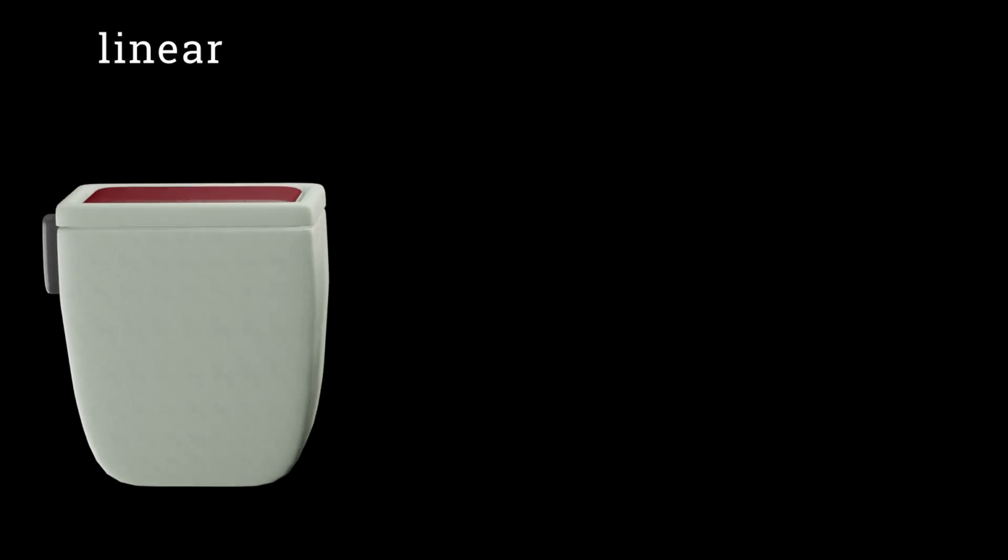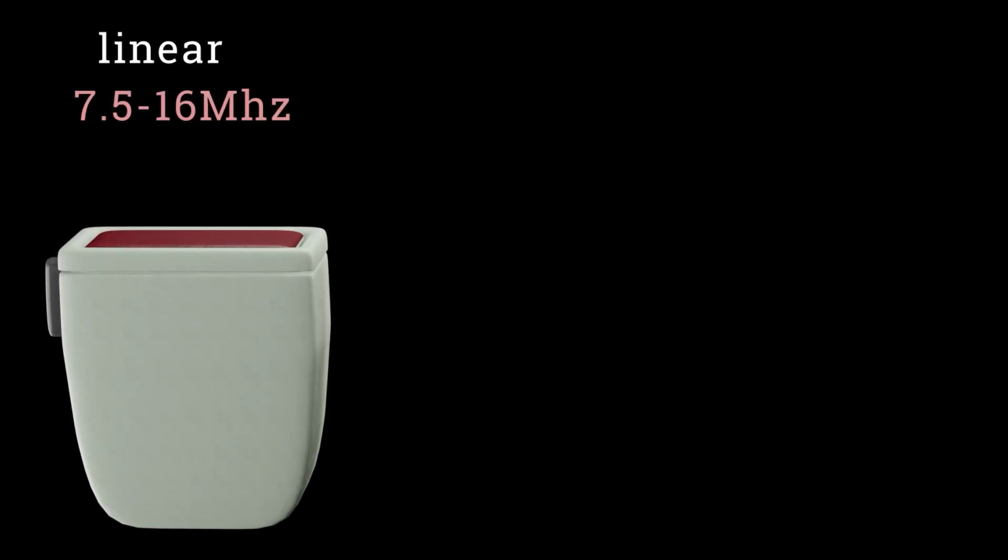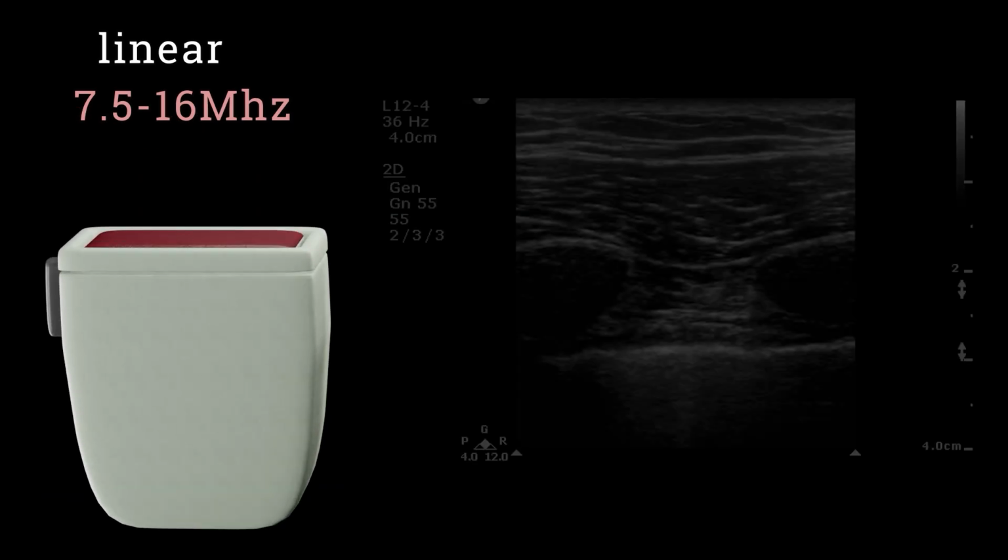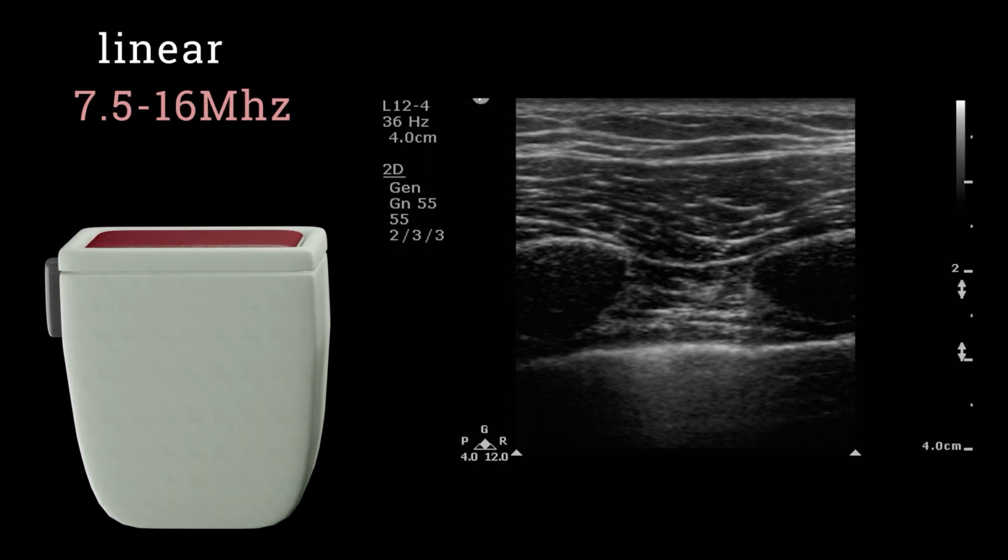Linear probes are used when interrogating shallow structures and can have either a small or a wide footprint. The ultrasound image of this probe is of a rectangular shape. The operating frequency of these is high.